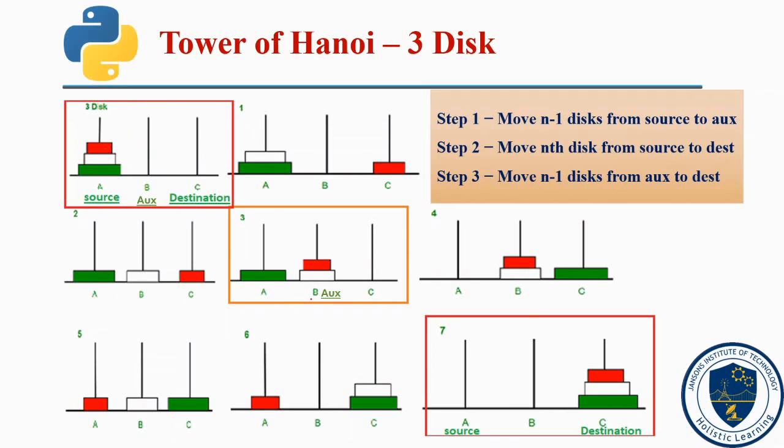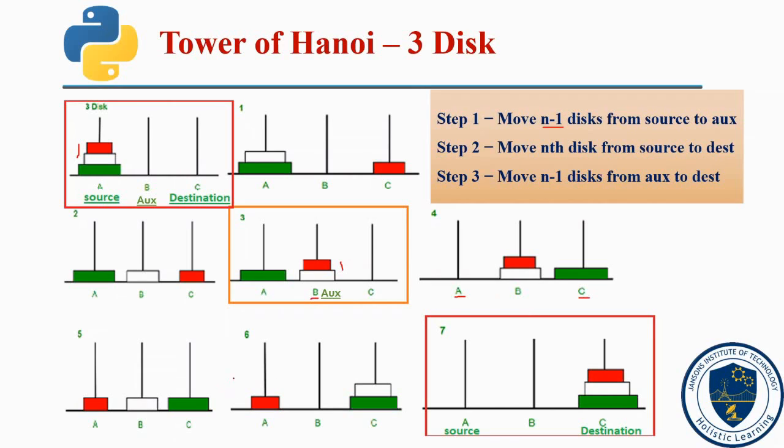We know how to move 2 discs from one tower to another tower. So apply the same logic here. So step 1, move n-1 discs from source to aux. Step 2, move the larger disk from source tower to the destination tower. That is, move nth disk from source to destination.